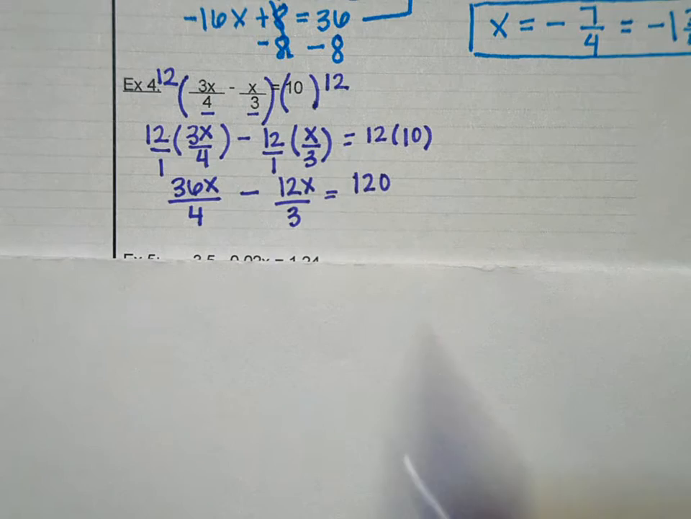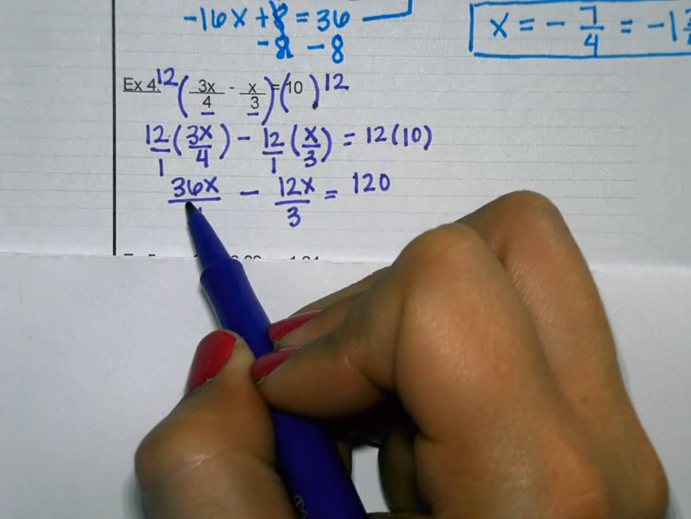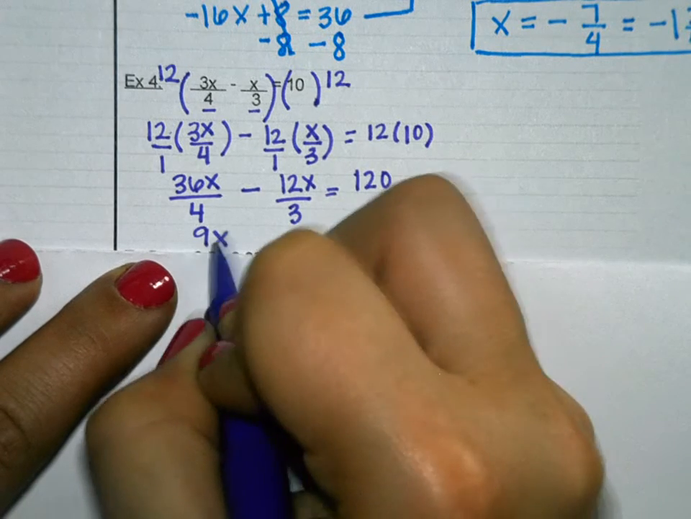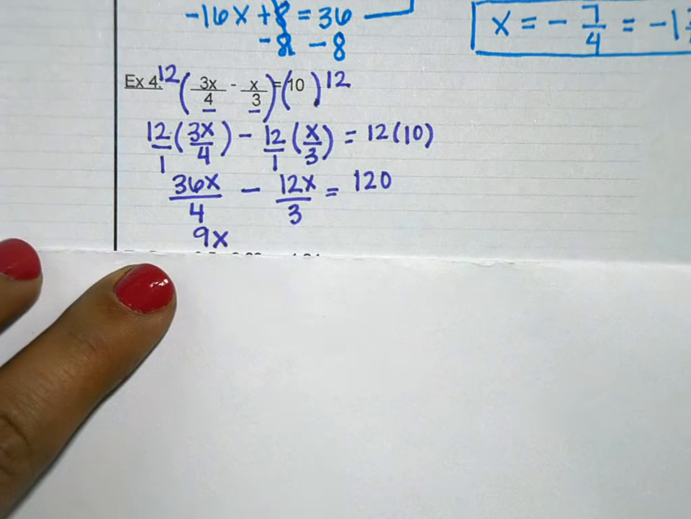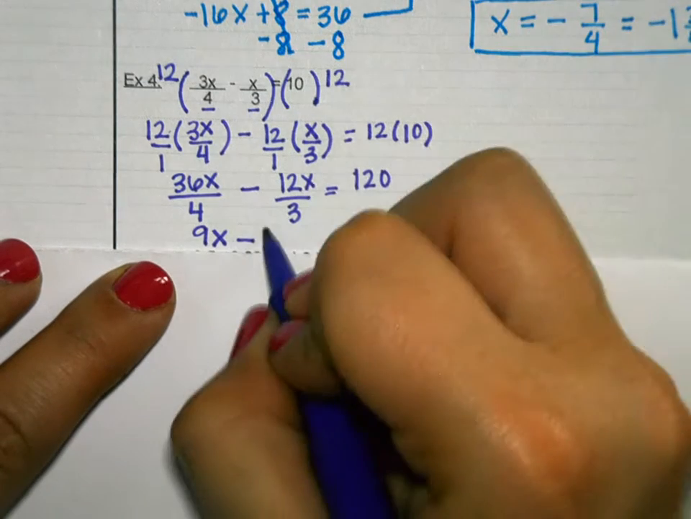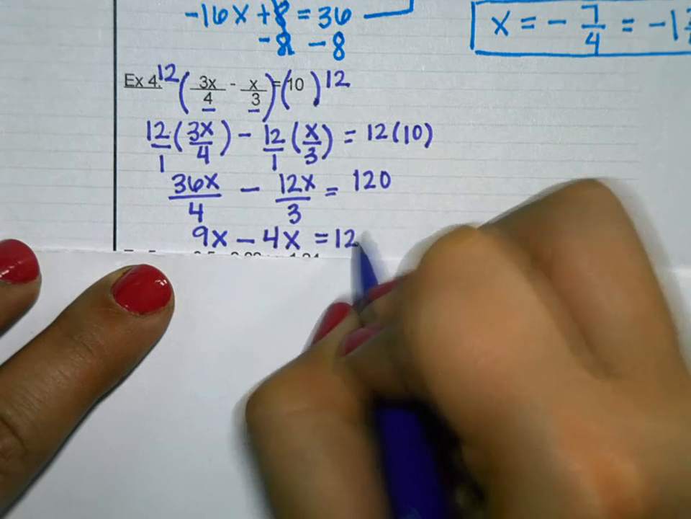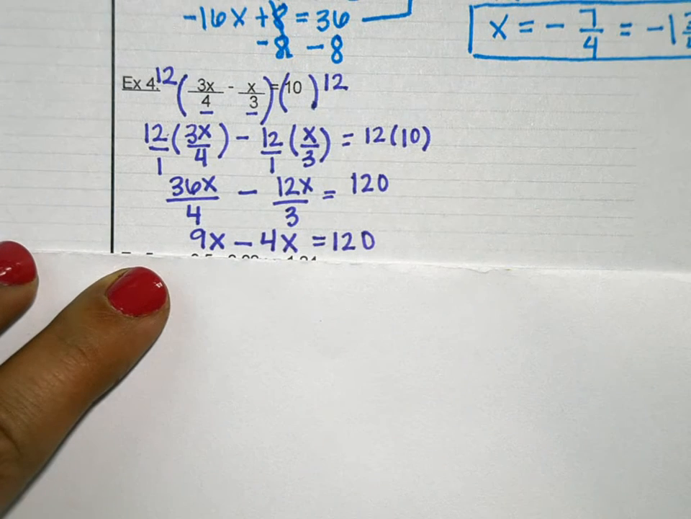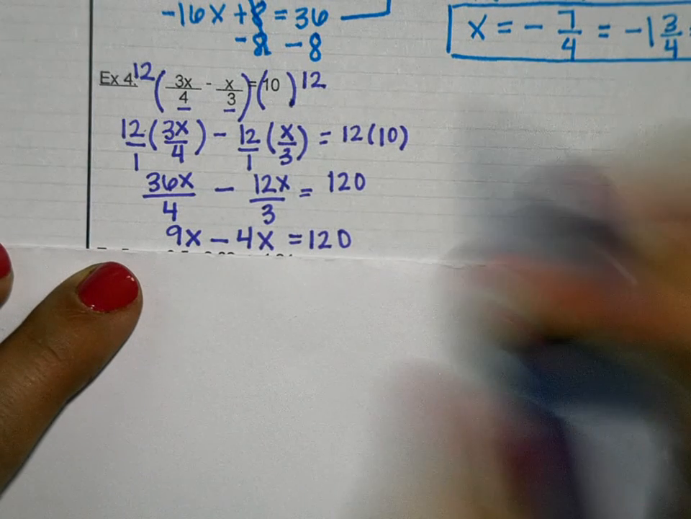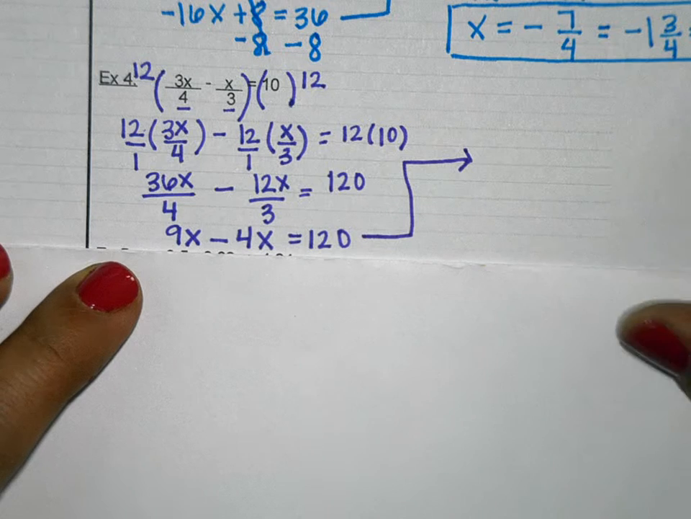And then we actually can reduce these things. 4 goes into 36 9 times. So this actually reduces to 9x. Minus 12 divided by 3 gives me 4x. Equals 120. So now we're dealing with just whole numbers here. So let me move my work over.